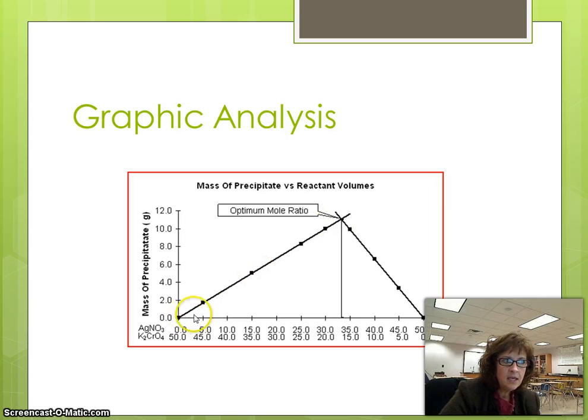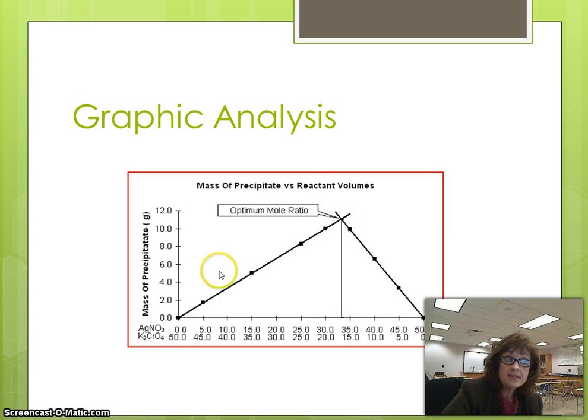So you can see when it gets to 35 mL of the silver solution and 15 mL of the potassium solution, that's when I have the maximum temperature. So that's going to be my ratio right there. If you look at that, it's going to be a 3.5 to 1.5 ratio. So what is that, a 7 to 2 ratio? So that's what my balanced equation is going to be: 7 silver nitrates to 2 potassium chromates.